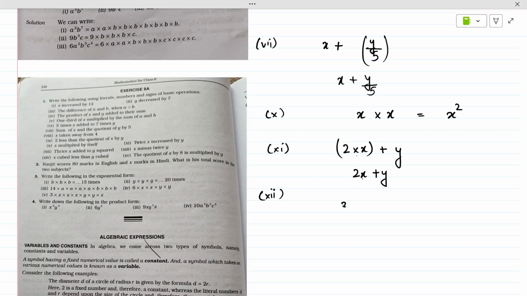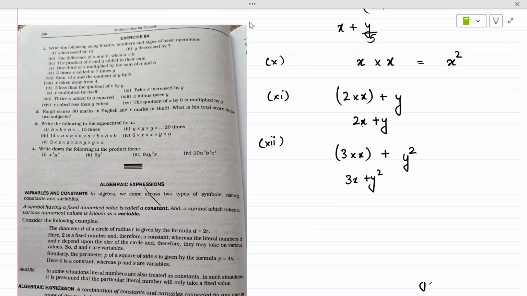Thrice x means 3 multiplied with x, and this is added to y squared. So kids, we know what is y squared. It is y to the power 2. And let us solve this. This will become 3x plus y squared. So I hope you are understanding how we are writing all these expressions, kids.